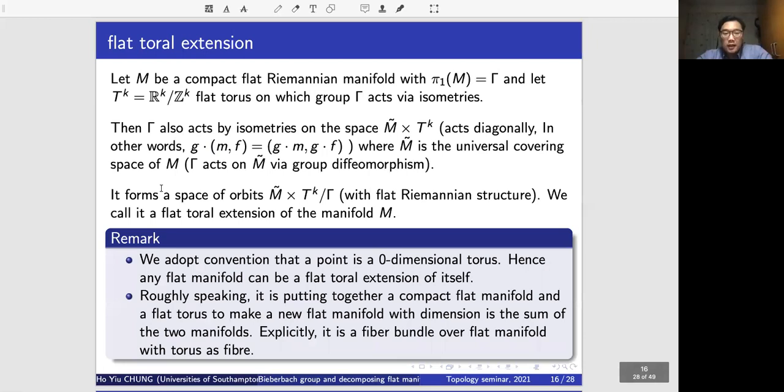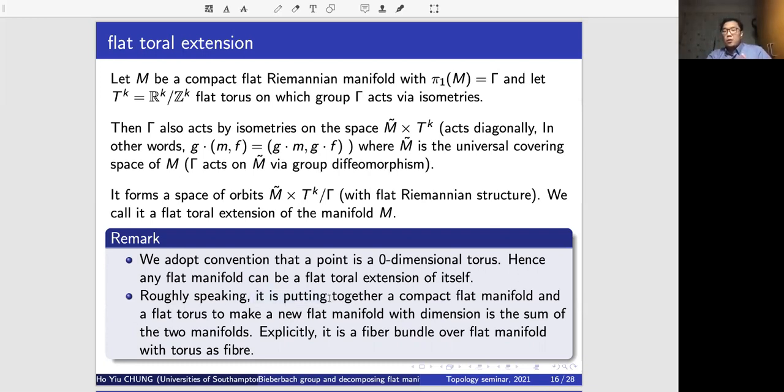All right. And then we can form a space of orbits by quotienting out by gamma, which will have the flat Riemannian structure on it. And we'll call it a flat toral extension of the manifold M. So roughly, yeah, I put down some remarks. So the first remark that I'm going to make is that for conventional reasons, we take a point as a zero-dimensional torus. Therefore, we can say that every flat manifold will be a flat toral extension of itself.